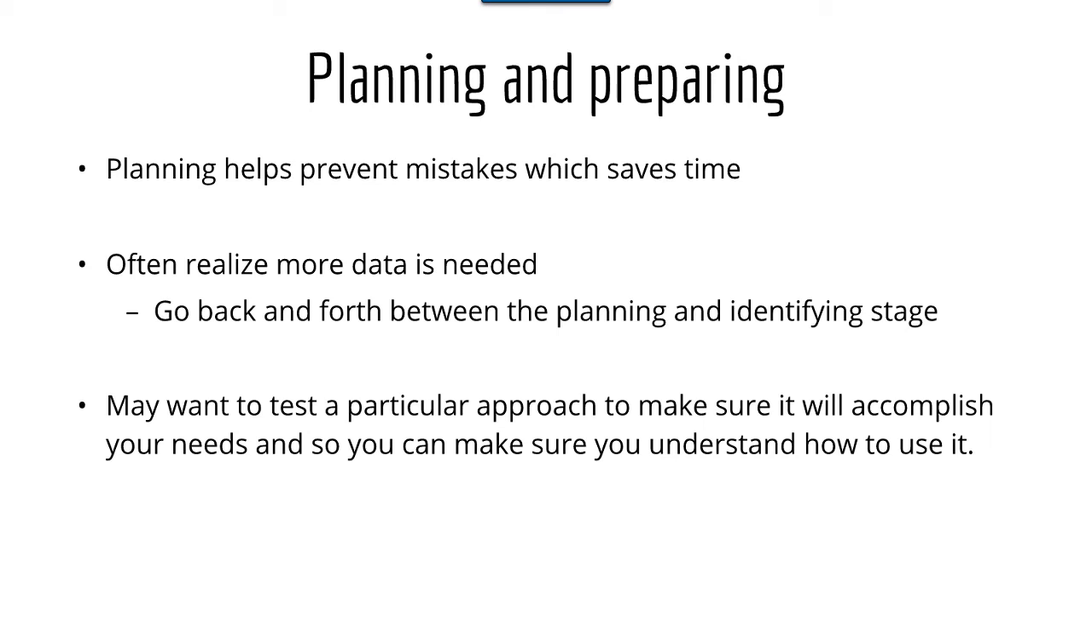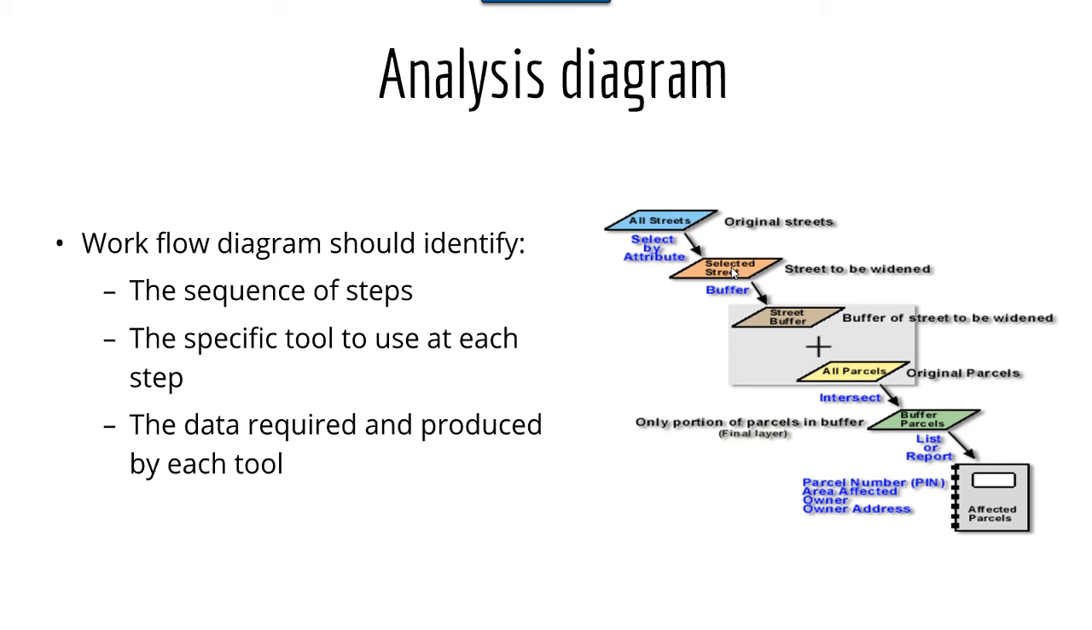When I was doing that solar site selection stuff, I ended up doing that 3 or 4 different ways, getting slightly different results in the different orders that I extracted out different parts, and the different ways I did it. I was getting some different results, and it took a while to refine my process. When you do plan, an analysis diagram is often useful. An analysis or workflow diagram should identify the sequence of steps you take, the specific tools you're going to use, and the data required and the data produced by each tool.